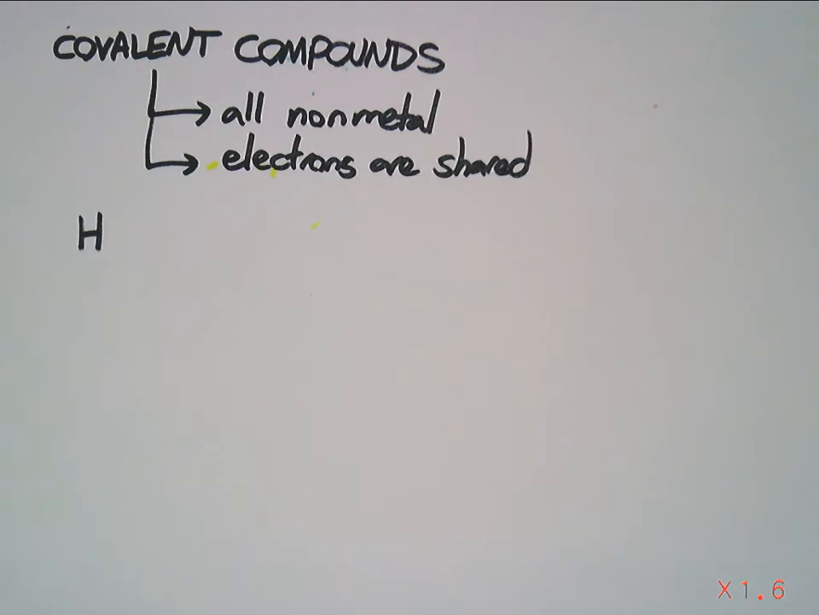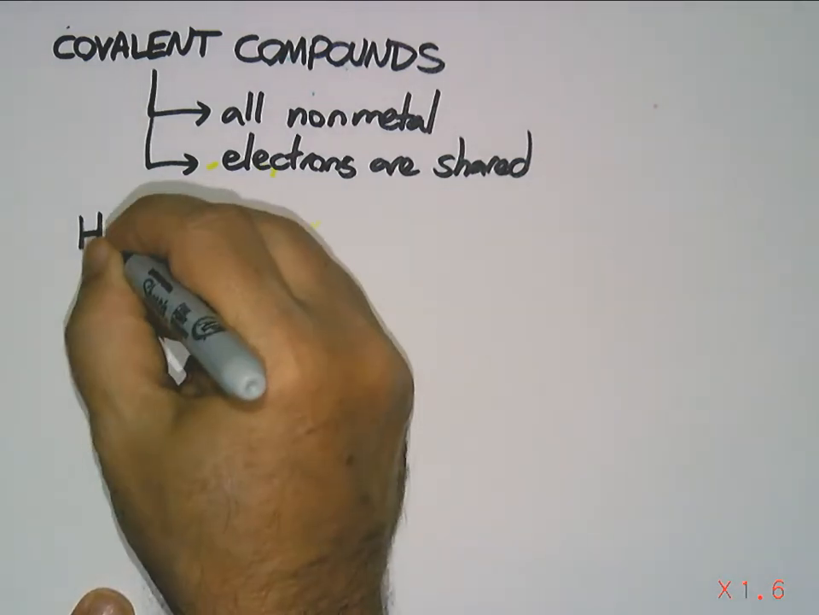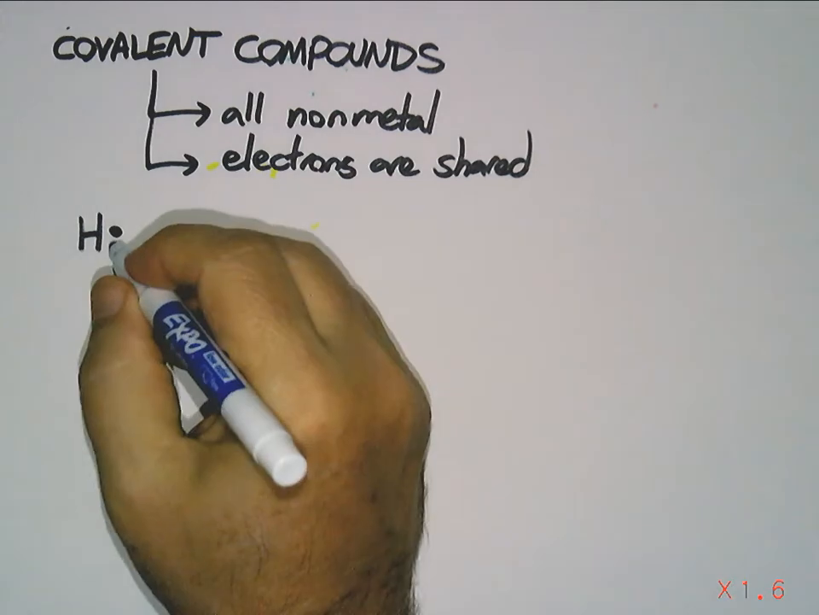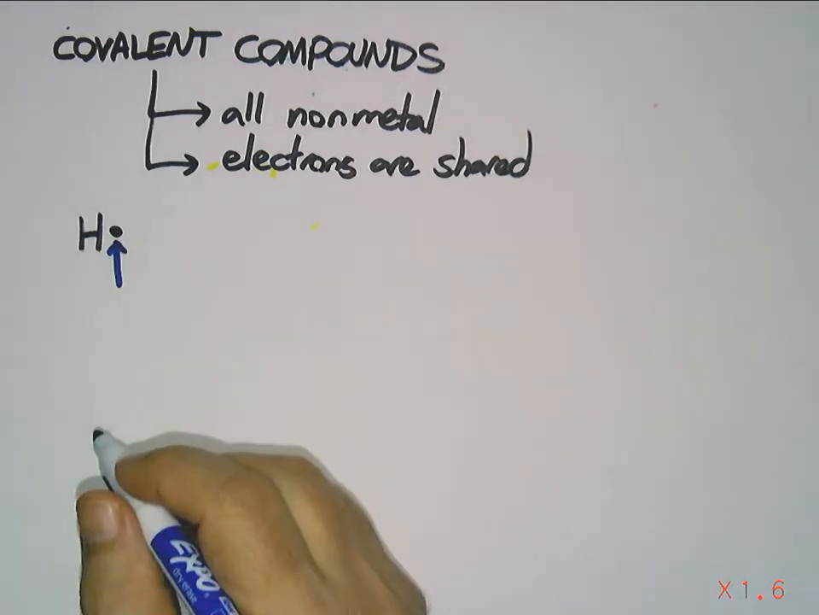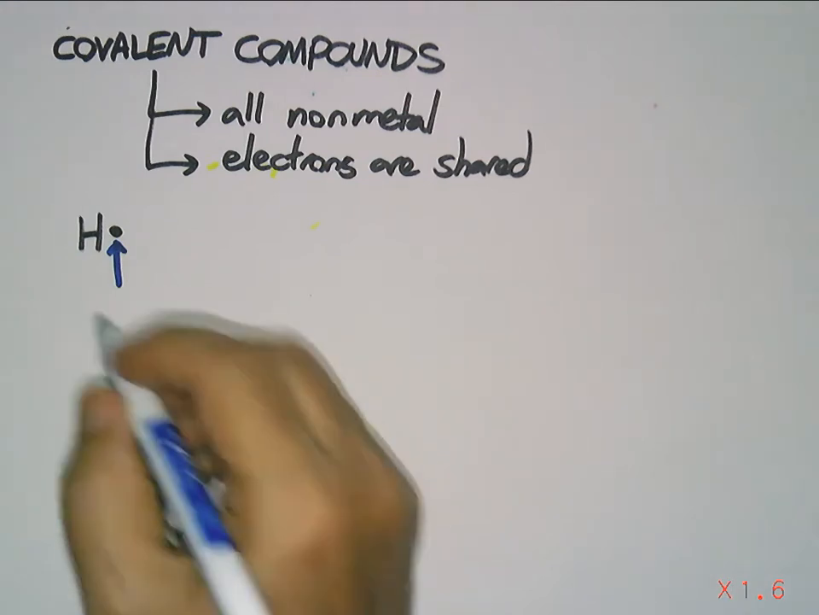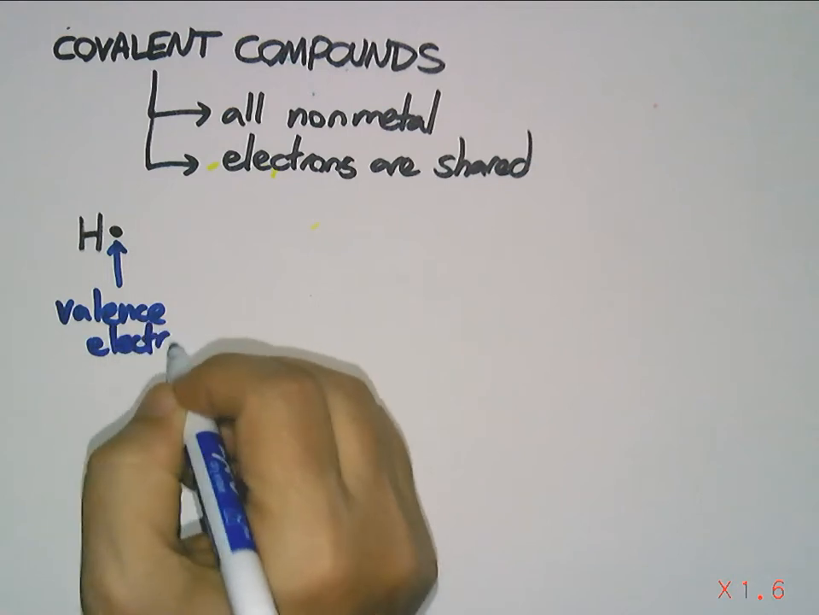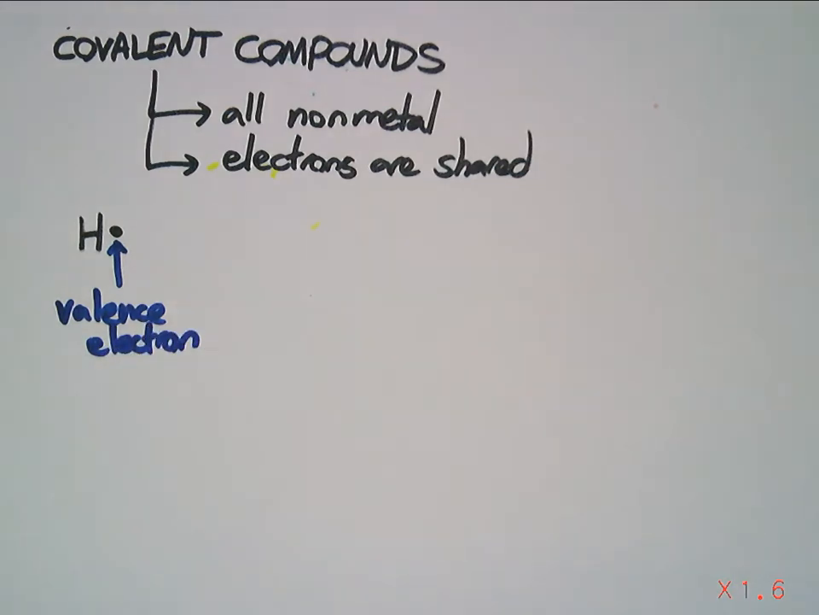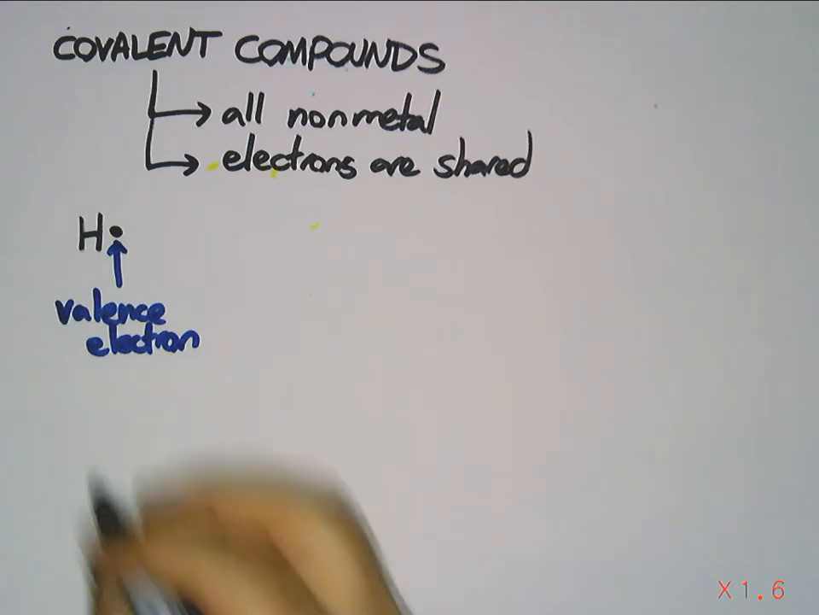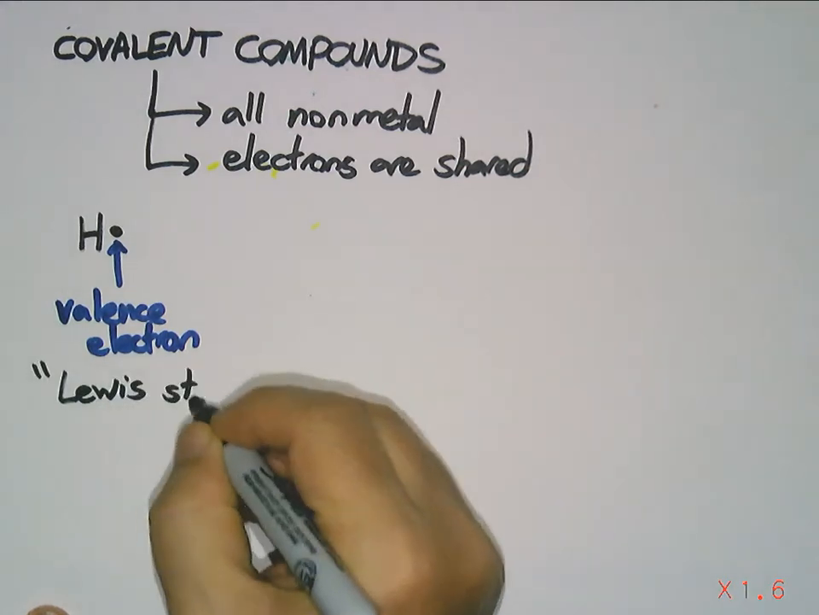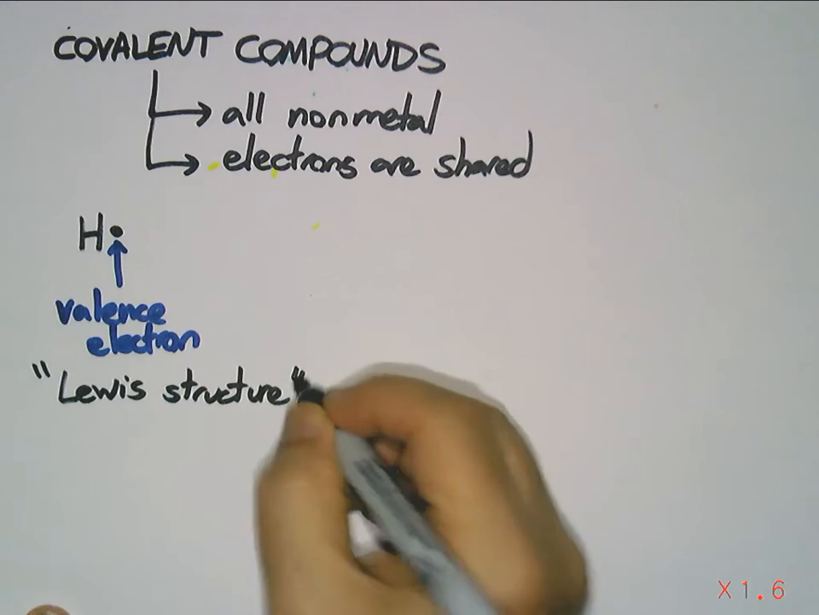Now, how many valence electrons does hydrogen have? 1. If I write the electron configuration down, it's a 1s1, right? So there's 1 valence electron. I am going to write the valence electron down in a new way. I'm going to write it as a dot. When you write valence electrons as dots, you're writing down a Lewis structure. This is the Lewis structure for a hydrogen atom.